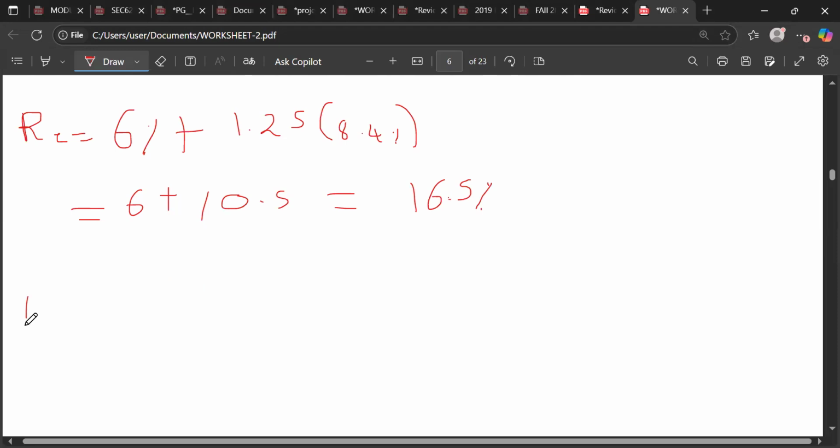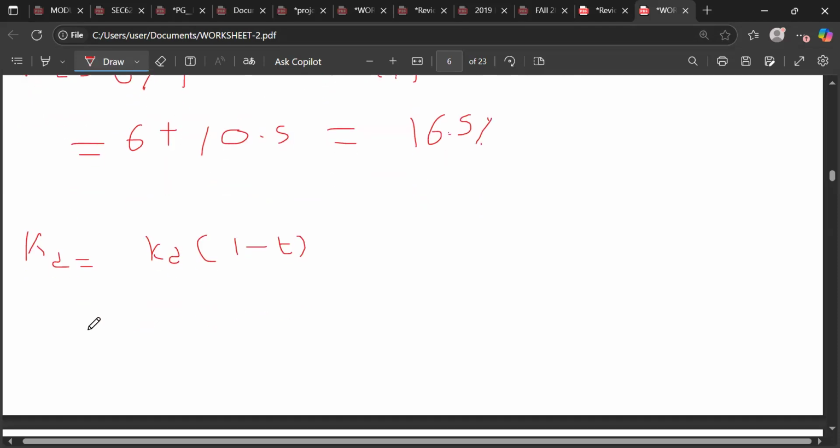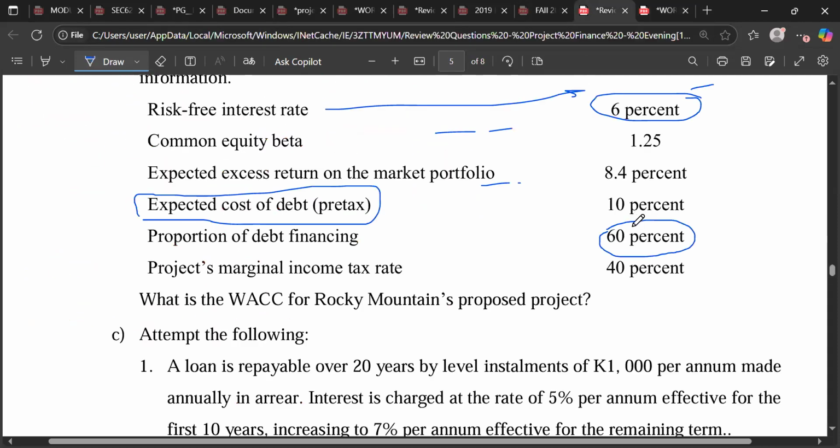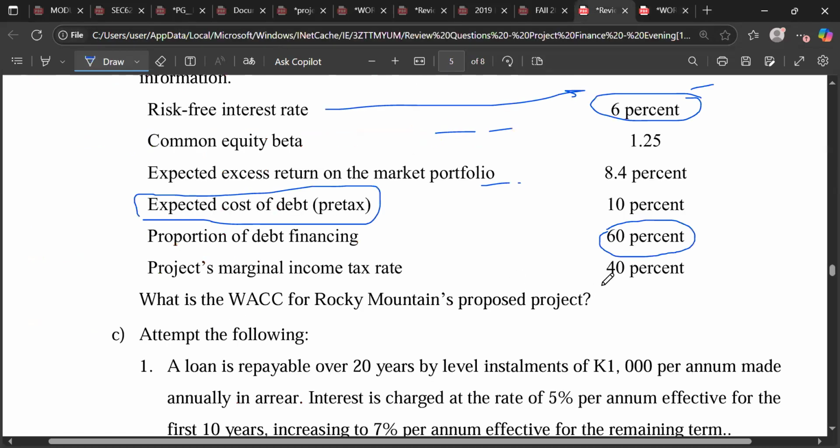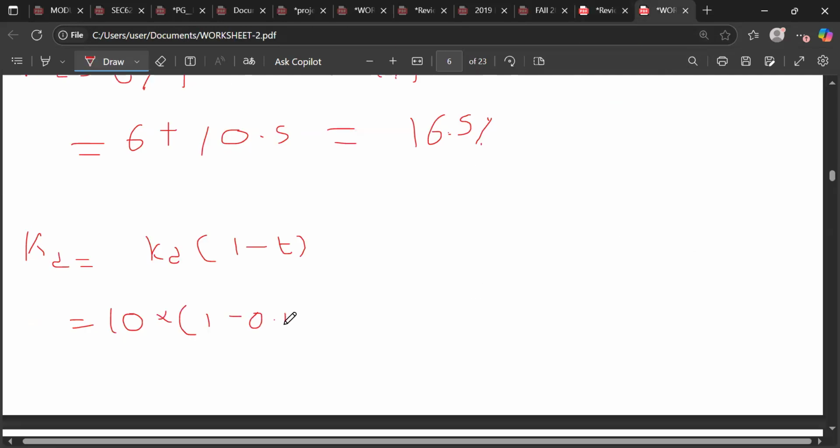So we say our cost of debt after tax, Kd, is going to be equal to your cost of debt multiplied by 1 minus your tax rate. This 1 minus T is your tax shield. The cost of debt was given to us as 10%, so 10 times 1 minus, what's our tax rate? Income tax rate is 40%. So 1 minus 0.4, which gives us 10 by 0.6, equal to 6% as our after-tax cost of debt. Questions?